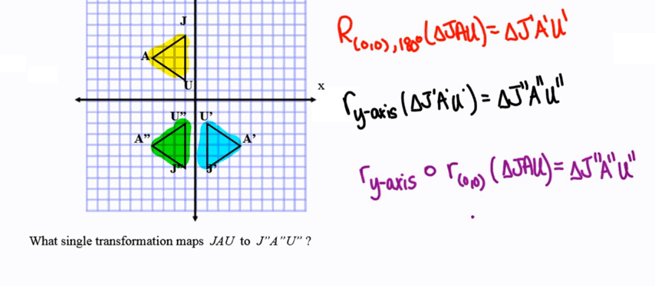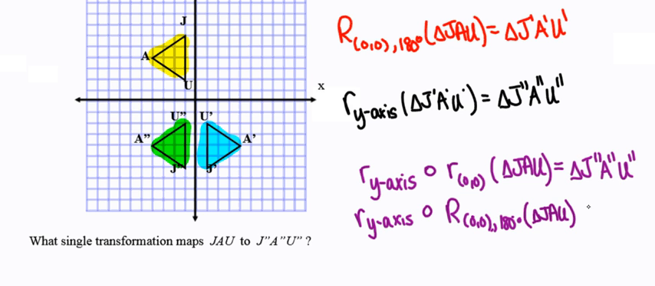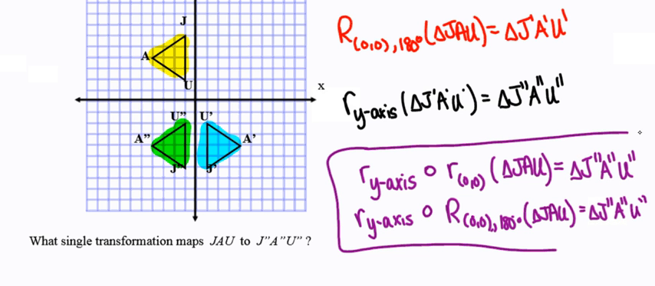And again, if you had preferred, you could have written that as the reflection in the y-axis following the rotation about the origin of 180 degrees of triangle JAU will produce triangle J double prime, A double prime, U double prime. So either one of those is an acceptable way to write the composition of transformations that carries triangle JAU onto triangle J double prime, A double prime, U double prime.